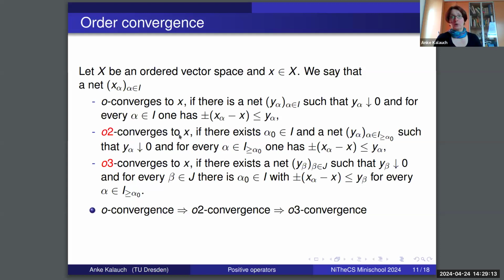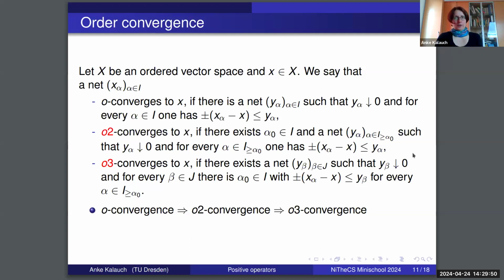And they introduced the second one, O2. They say this dominance with the other net is enough from a certain element of the index set on. Here I look at all alpha greater or equal to alpha_0, and only for them we need this dominance. So it's enough to have a net from a certain alpha_0 on. And then they avoid the problem they had before.